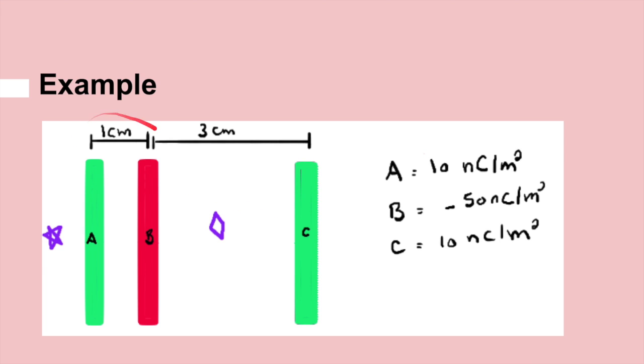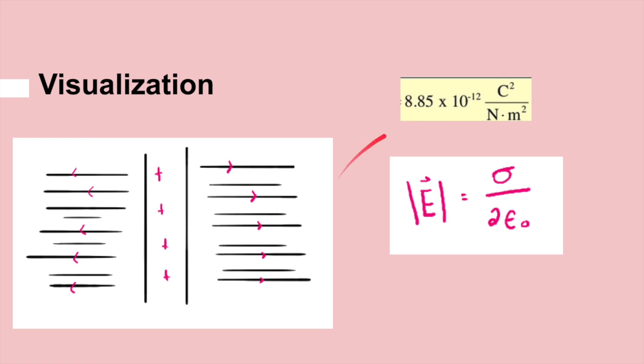I also give you this information here. I say that the distance between A and B is 1 centimeter, and between B and C is 3 centimeters. Now you actually don't need to know that, and it's not going to help you at all, because remember this equation? We are just taking into account sigma and epsilon naught. Epsilon naught we already know, so the only value that we need to have is sigma.